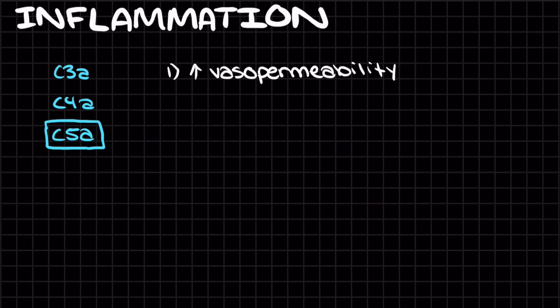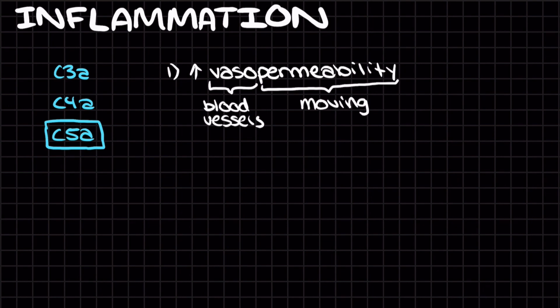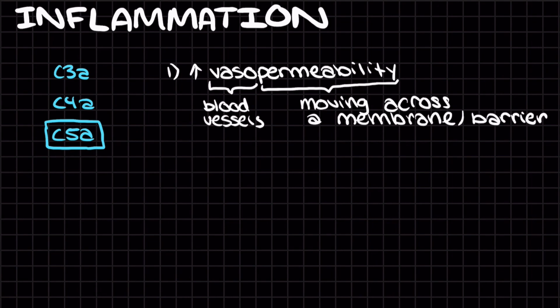What is vasopermeability? Vaso refers to blood vessels. And permeability refers to the idea of moving some sort of substance across a membrane or barrier. So in the case of vasopermeability, if we're increasing it, it means that the things inside of the blood vessels can now move outside of the blood vessels easier.